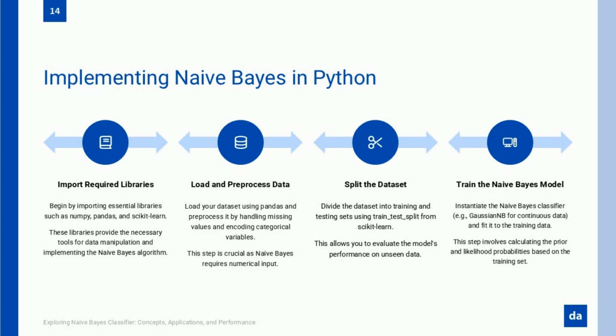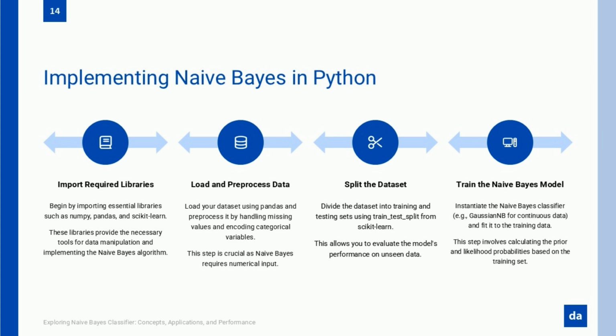After preparing the data, it's time to split it into training and testing sets. This is where train_test_split from scikit-learn comes in. By dividing the dataset into a training set, typically 80%, and a testing set, 20%, we can ensure that the model is trained on one portion of the data while being evaluated on unseen samples. This step prevents overfitting and helps assess real-world performance.